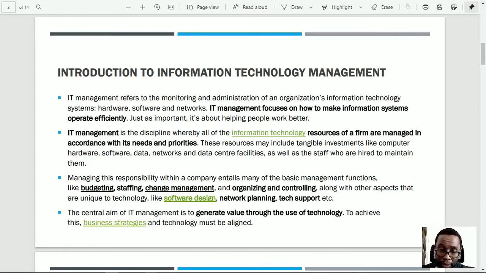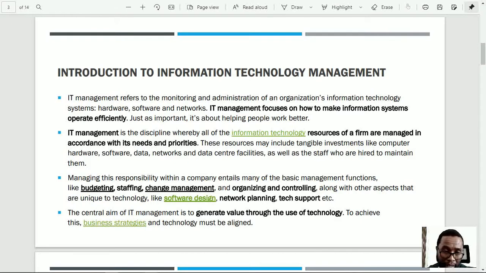And then further, we say that IT management focuses on how to make information systems operate efficiently. And we also know that human beings are part of the system. We also need to work efficiently. So IT management is geared towards ensuring that an organization is optimum, is efficient, is running smoothly, is running safely, because everything is managed. It's an extremely important role, I should call it, that is being taken by these IT people.